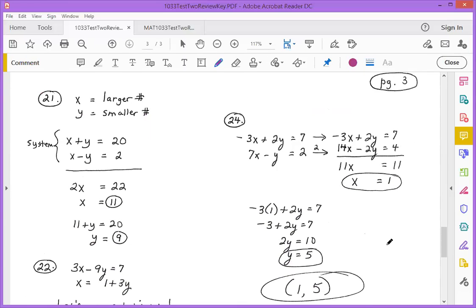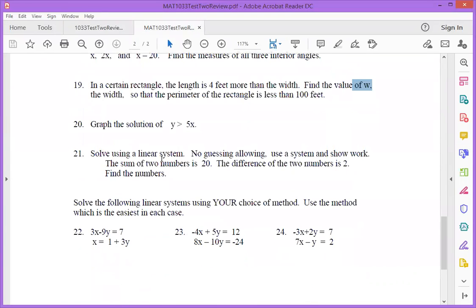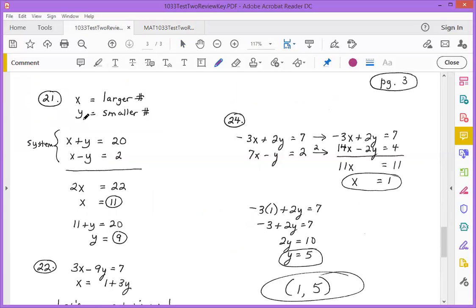Now for 21, we're given a statement. Solve using a linear system. We have the sum of two numbers is 20. So we'll use x and y to represent the two numbers. The sum of those numbers is 20. So when we add them, we get 20. The difference between them is 2. When we subtract them, we get 2.